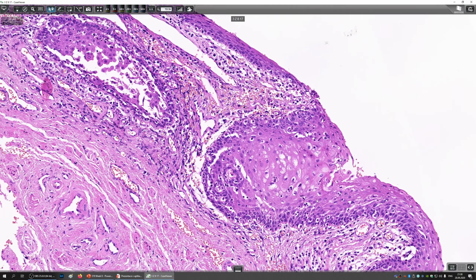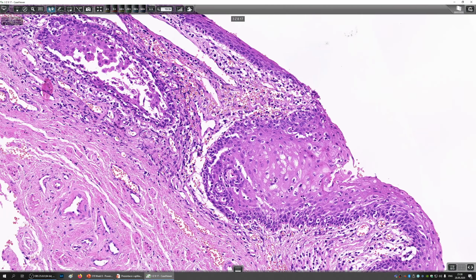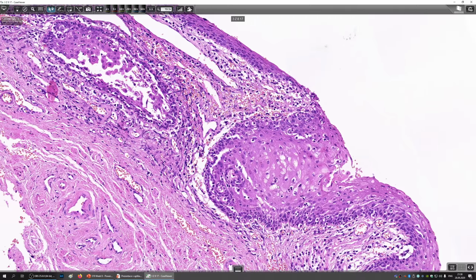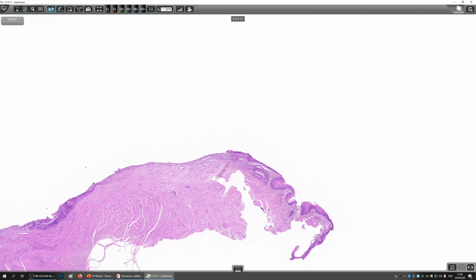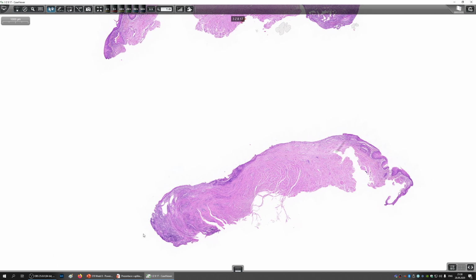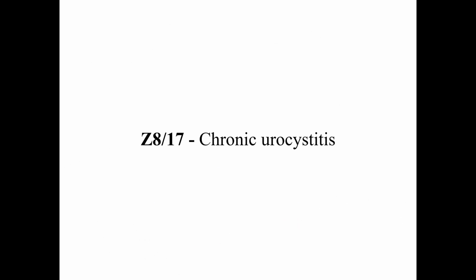Here's another big tract. Once again, the neutrophils getting into it, and this chronic inflammation can also have an acute component. This is, I think, the most important takeaway from this slide. So let's switch to another slide.